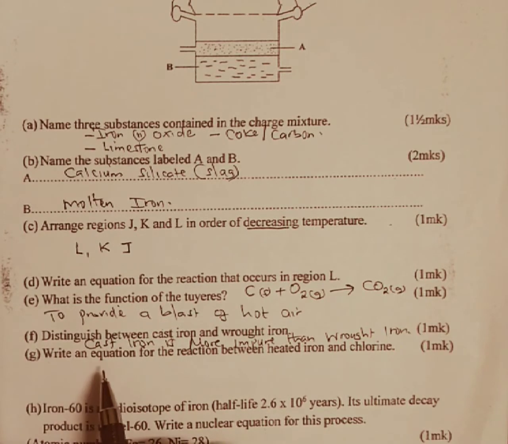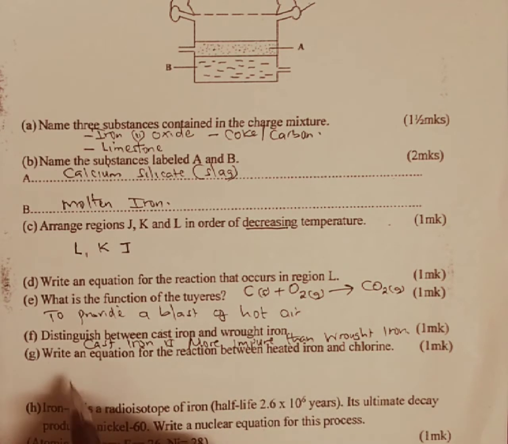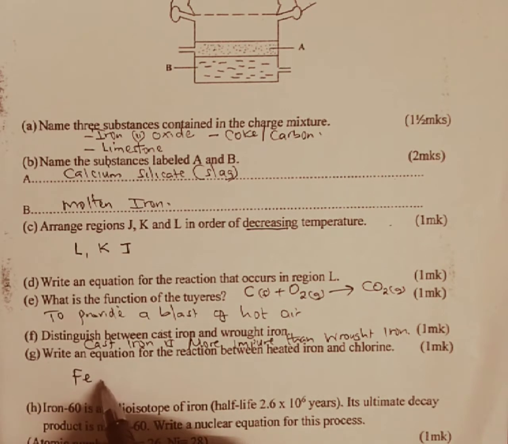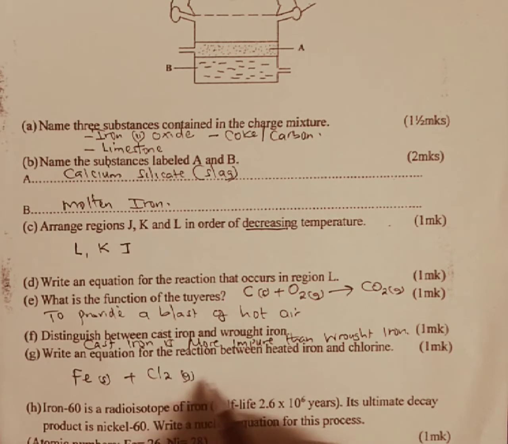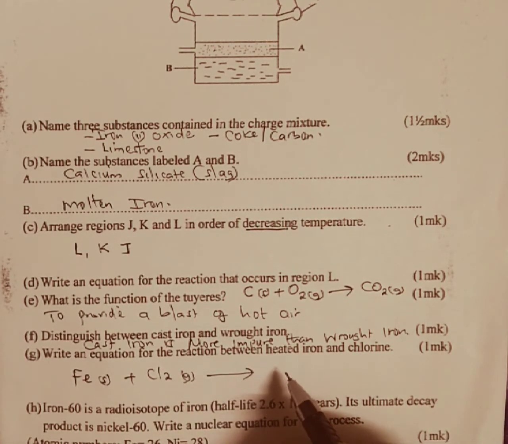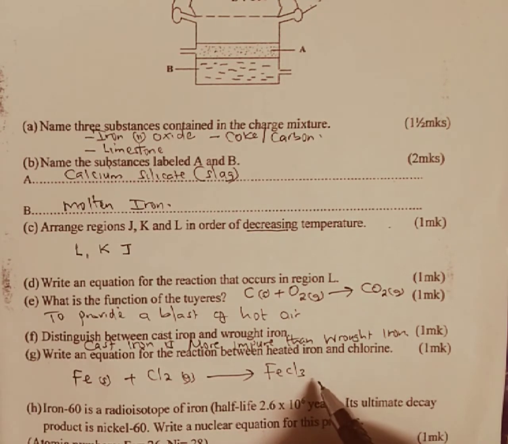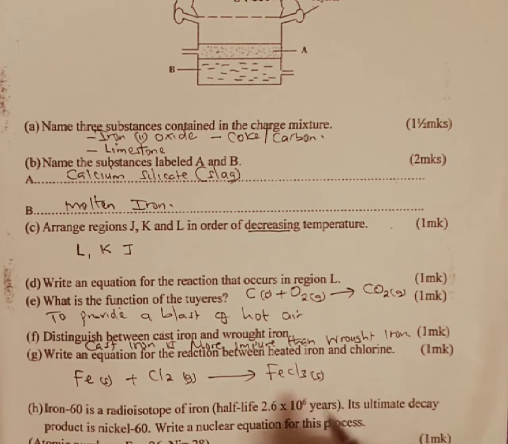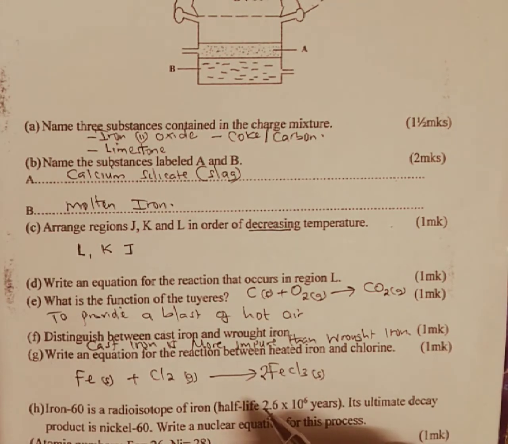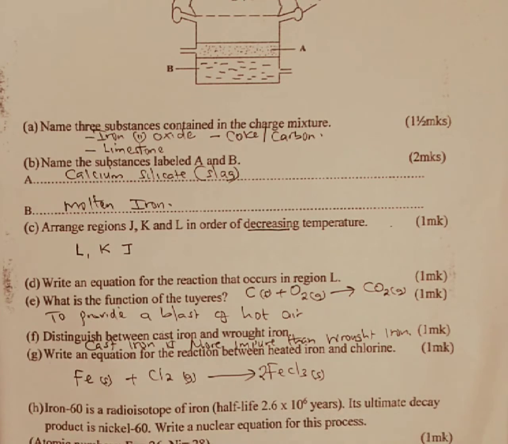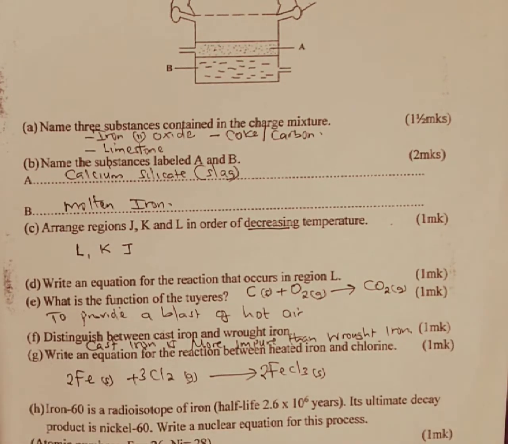G. Write an equation for the reaction between heated iron and chlorine. We have heated iron plus chlorine gas. This one is going to give us iron 2 chloride, which is a solid. And for us to balance the equation, we write 2 behind iron 2 chloride, and then 3 behind chlorine, and 2 behind iron.